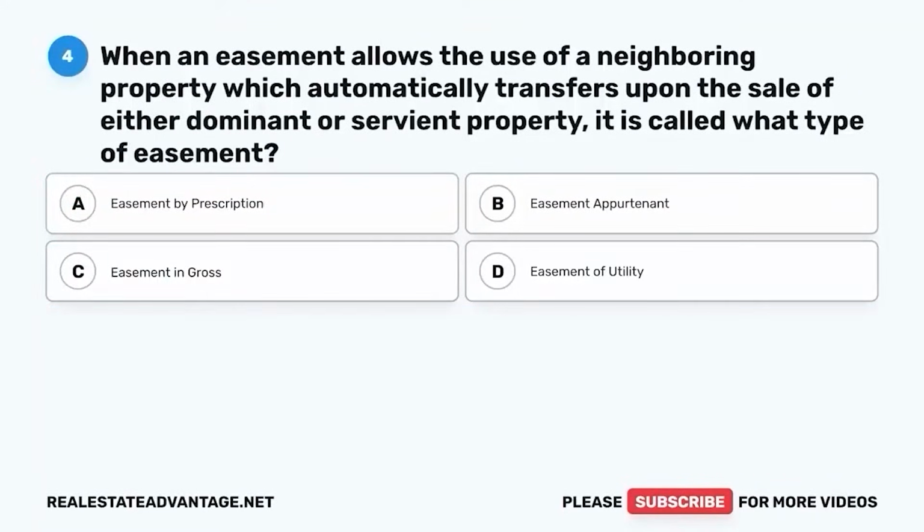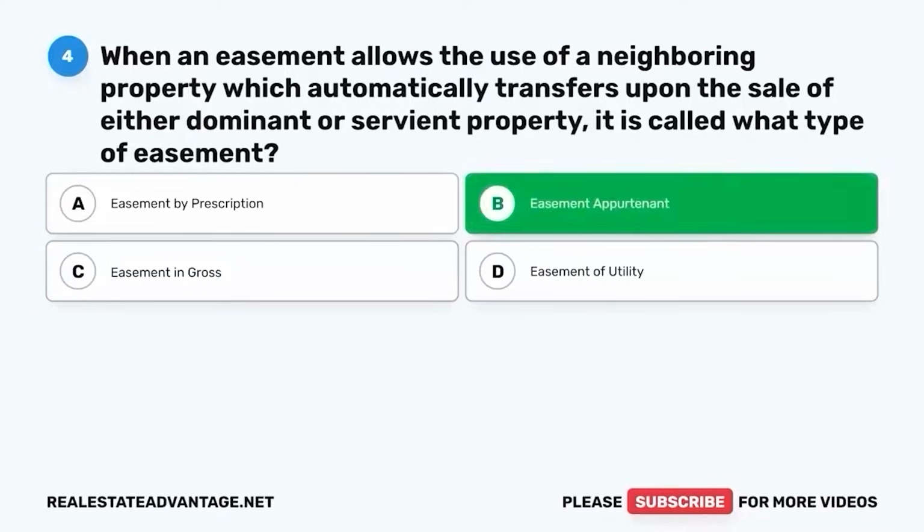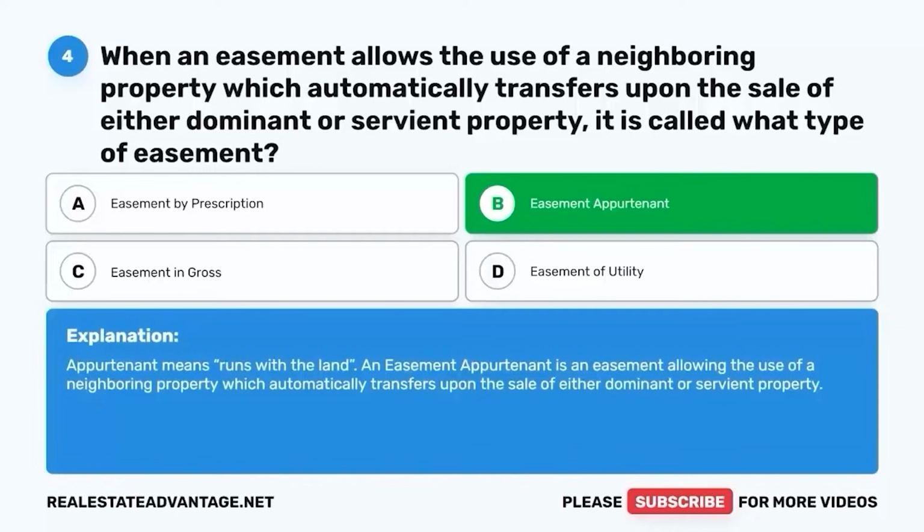Question 4. When an easement allows the use of a neighboring property which automatically transfers upon the sale of either dominant or servient property, it is called what type of easement? A. Easement by prescription. B. Easement appurtenant. C. Easement in gross. D. Easement of utility. The correct answer is B. Easement appurtenant. Appurtenant means runs with the land. An easement appurtenant is an easement allowing the use of a neighboring property which automatically transfers upon the sale of either dominant or servient property.